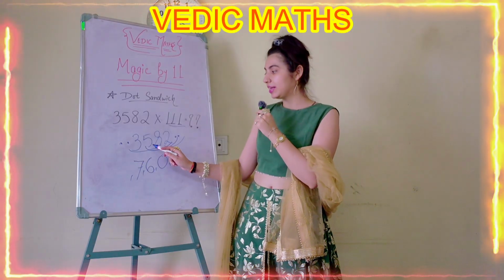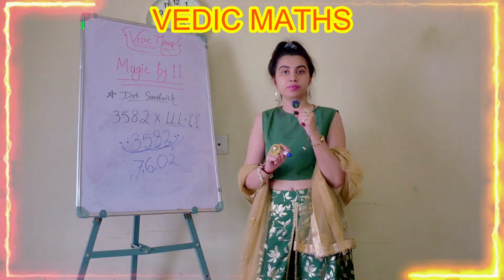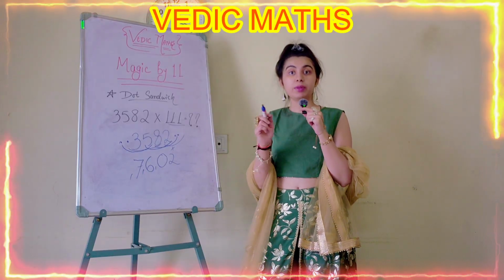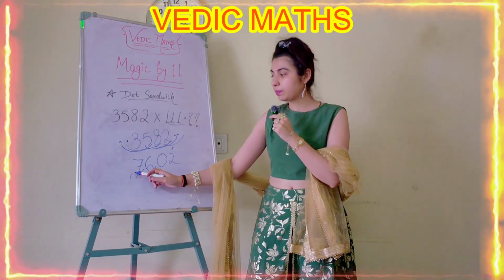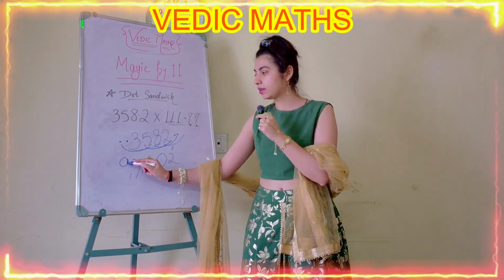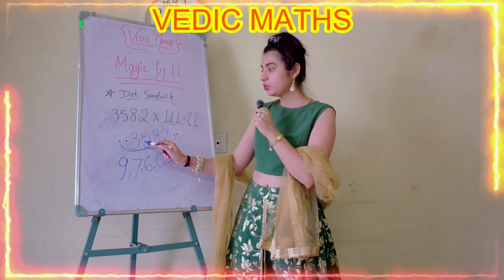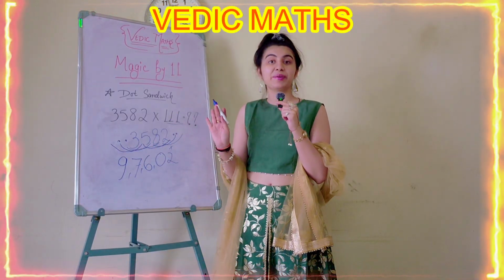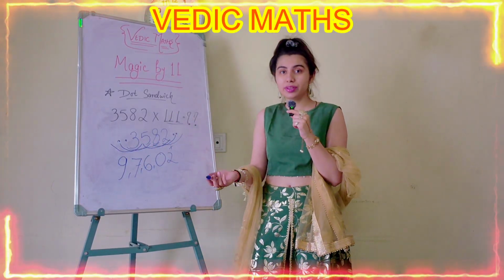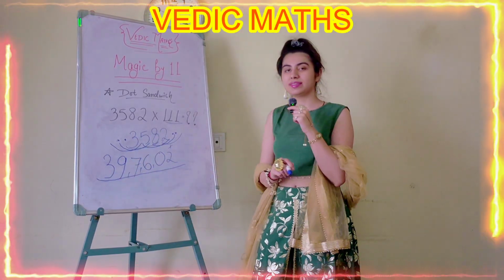So 7 here and 1 carried forward, right? Okay, now the next step will be 5 plus 3 plus dot. Dot is 0, so 5 plus 3 is 8, 8 plus 1 is 9. Now the last step will be 3 plus the 2 dots, right? So 3 plus the 2 dots will be 3. So write down 3, and that's your answer.